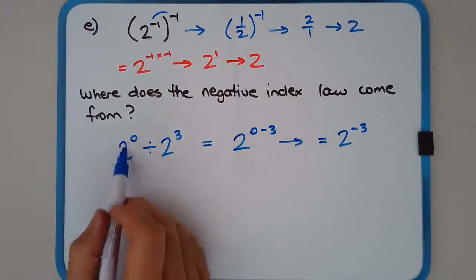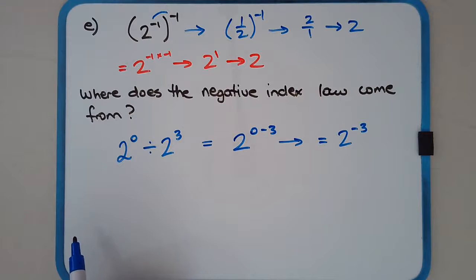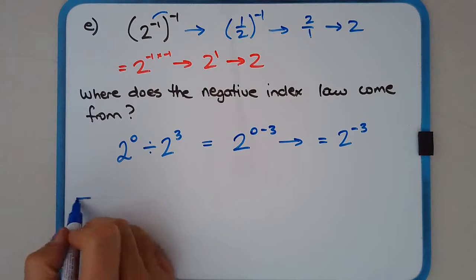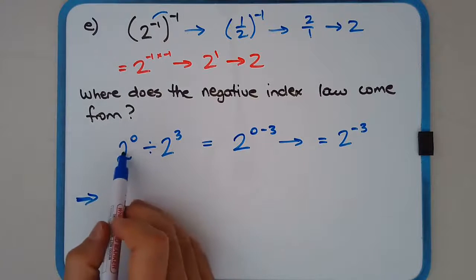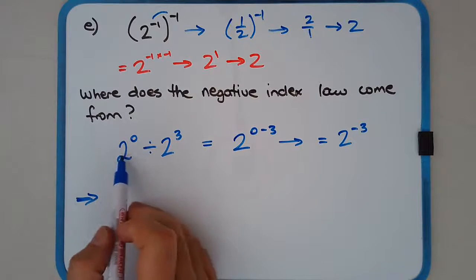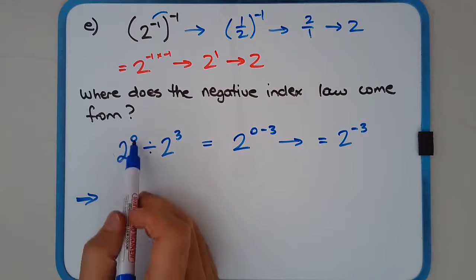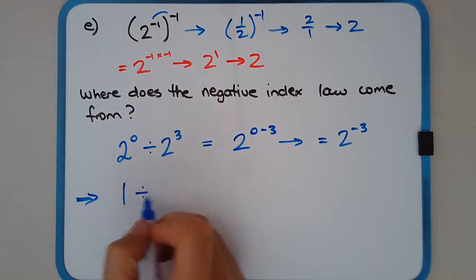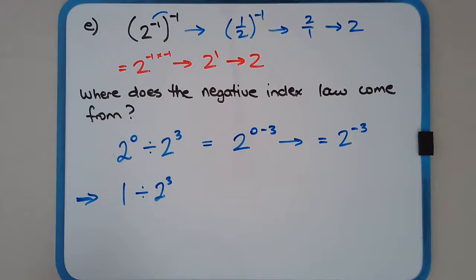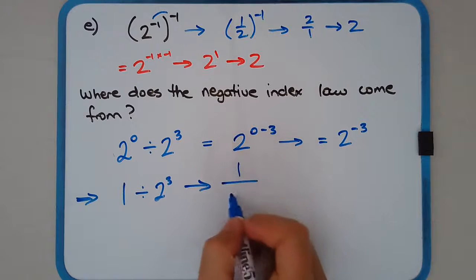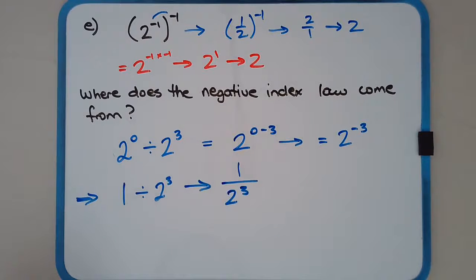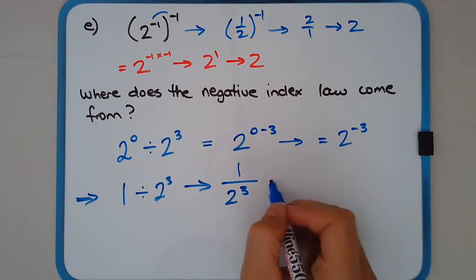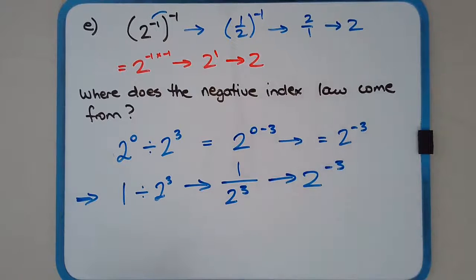Right, but we know what 2 to the power of 0 is, don't we? Remember the rule, index law number 4, the 0 index law? The 0 index law states that anything raised to the power of 0, as long as the base itself is not 0, anything raised to the power of 0 is 1. And 1 divided by 2 to the power of 3 is really the same as writing it as a fraction, 1 over 2 to the 3. Which is also the same as 2 to the -3.